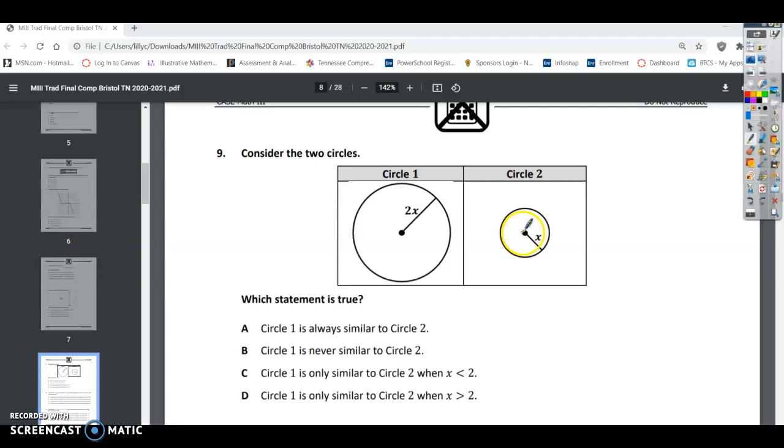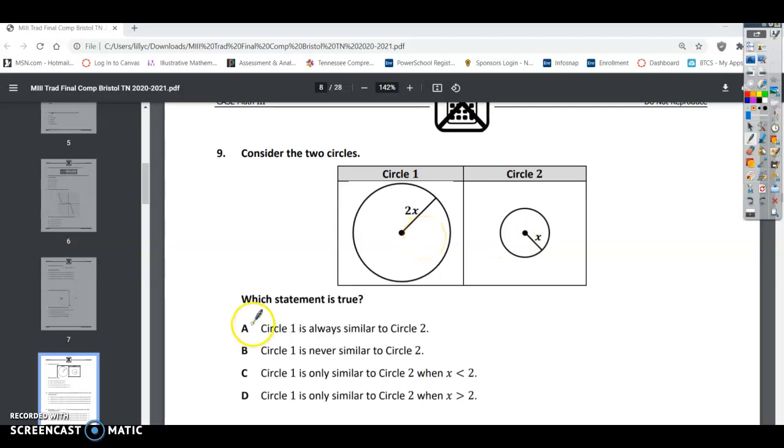Circles are defined by one distance, which is your radius. And if you use a dilation, you could make this circle bigger, or you could make this circle smaller using a dilation. So if we could make this circle bigger to fall on top of this, then these are similar.